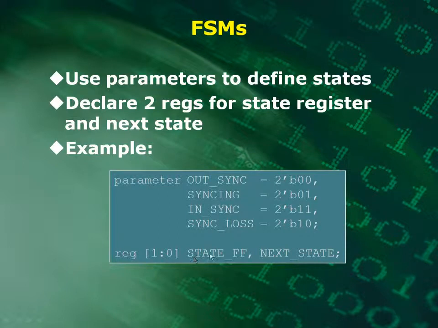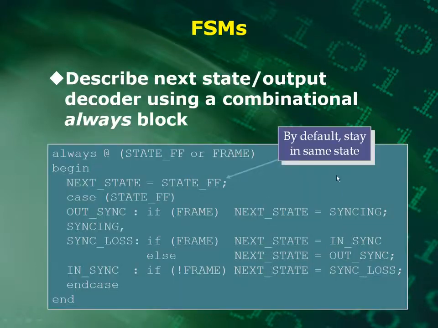Then you typically want to declare 2 registers, for your state register and your next state. Here I've called my current state state FF. It's a register that's 2 bits wide. And I've also declared that my next state is a 2-bit wide register, because you're going to use both of these in your design of the state machine. And you can call these whatever you like. Any questions so far?